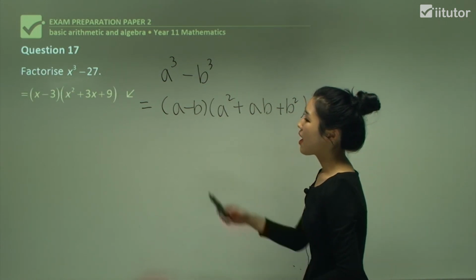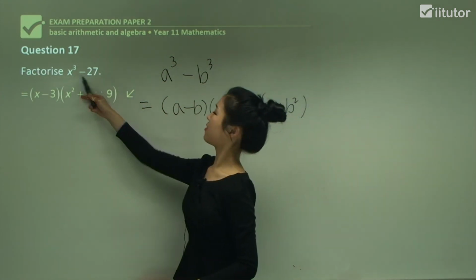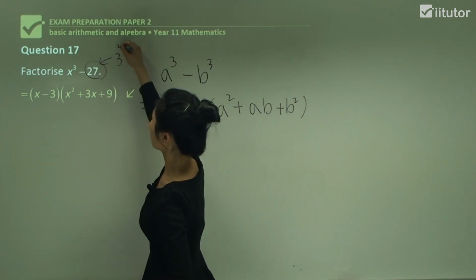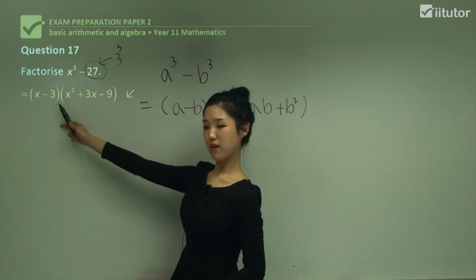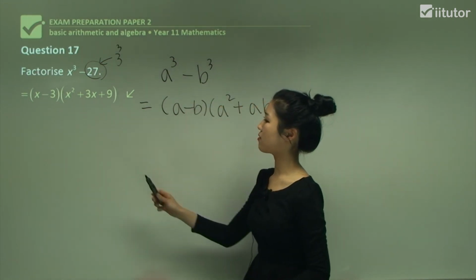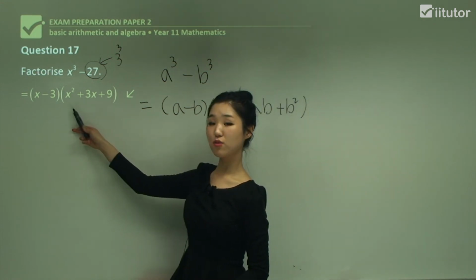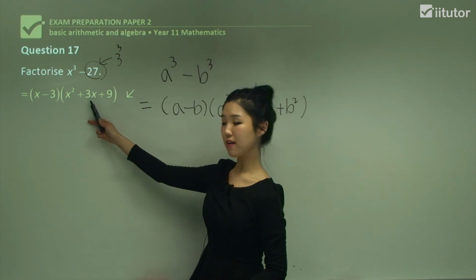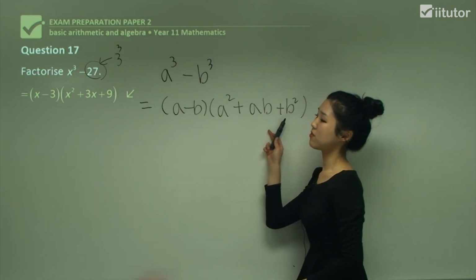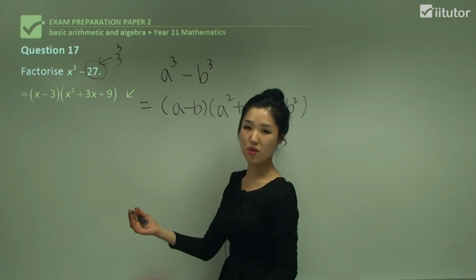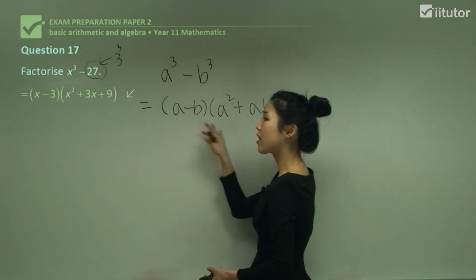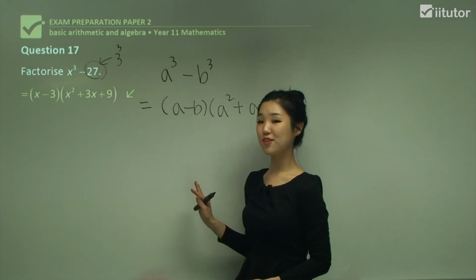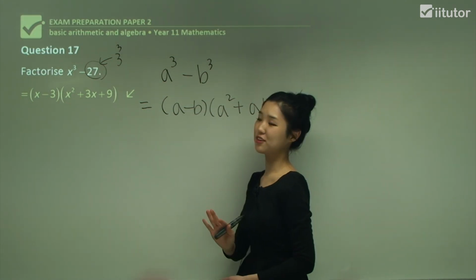So we'll do it. A in this case is X, B in this case is 3, because we know that 27 is 3 cubed. So that's why we have X minus 3 here. Okay, A minus B, so X minus 3. And then A squared is just X squared. AB is going to be X times 3, so it's 3X. And then B squared is 3 squared, so 9. And that's it. We only need one single step there, as long as you memorize this one. Okay, so please, very, very important. So that concludes question 17, and that also concludes part 2.